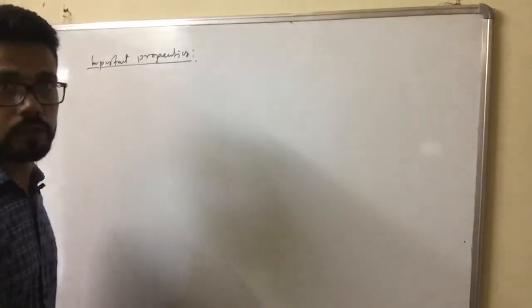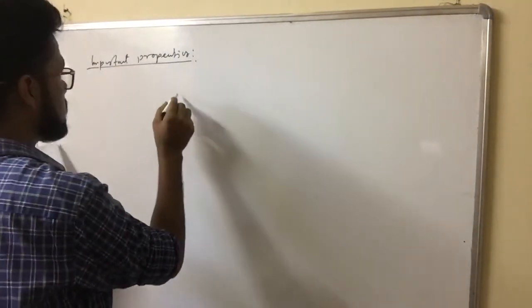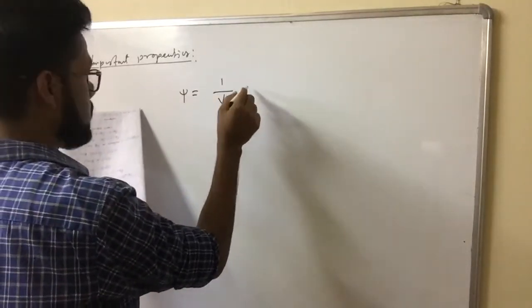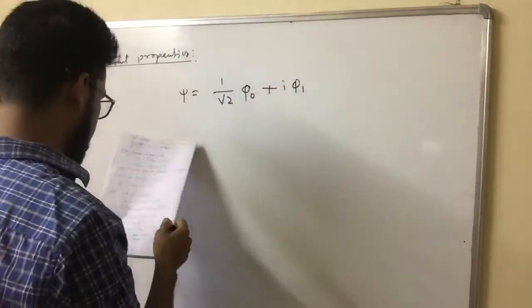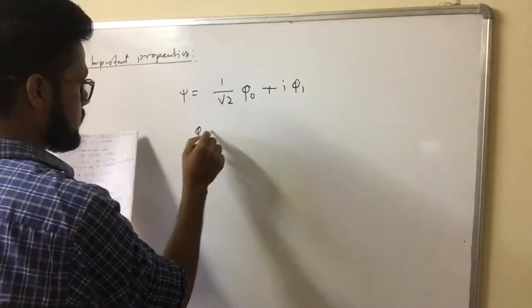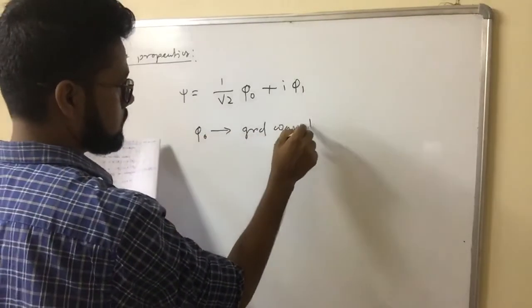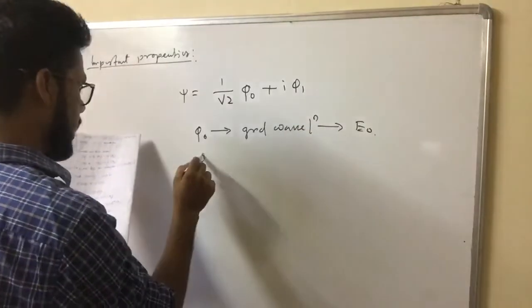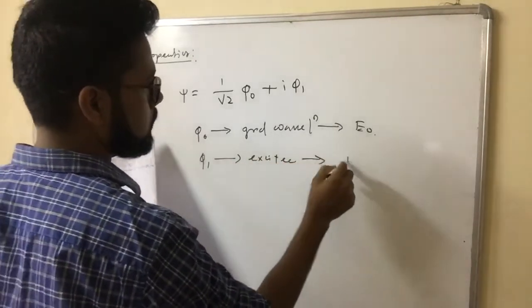Now one question comes in the NET exam. The wave function of a system is represented as 1 by root 2 of phi naught plus i phi 1. Phi naught is the ground state wave function with energy eigenvalue E naught, and phi 1 is the excited state wave function with energy eigenvalue E1.